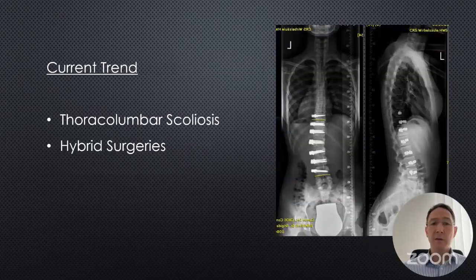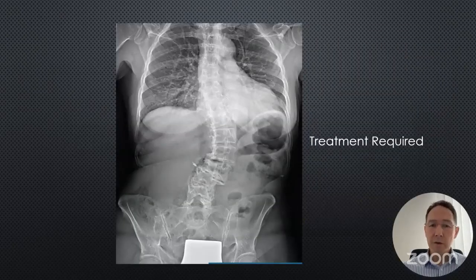So there's a current trend. Many surgeons went down from the thoracic spine to the thoracolumbar spine because many surgeons believe that motion in the lumbar spine is much more important than motion in the thoracic spine. And there's another trend that's actually combining VBT with fusion strategies. So let's focus on the lumbar spine.